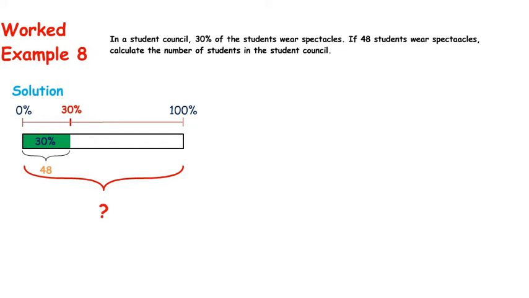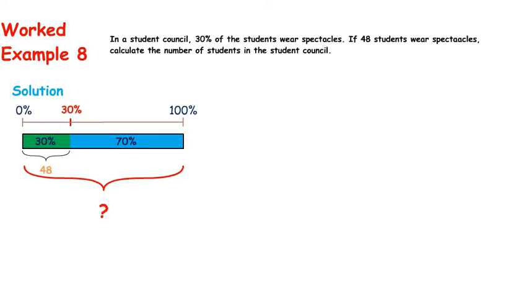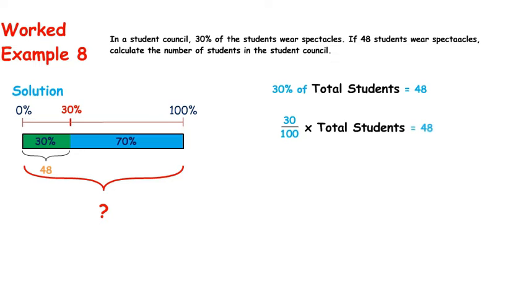First, we will find the 70% of total students. But the total number of students is unknown. We can find total students by 30% of total students equals 48. 30 out of 100, times total students, equals 48.